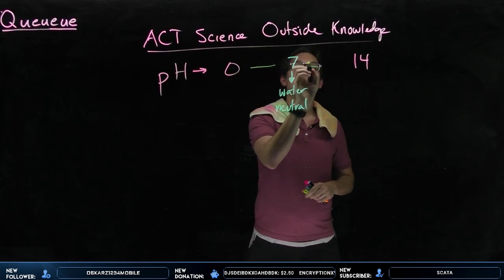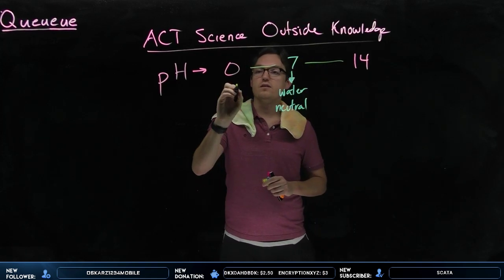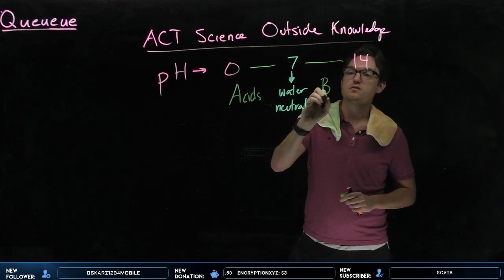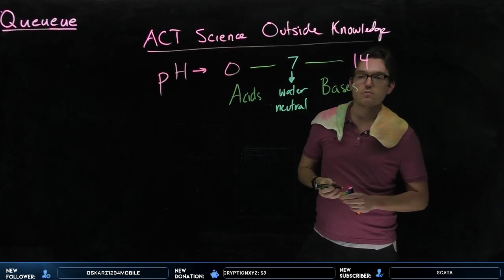All right. Other sides. 0 to 7, acids. 7 to 14, bases. Here's how I remember this.